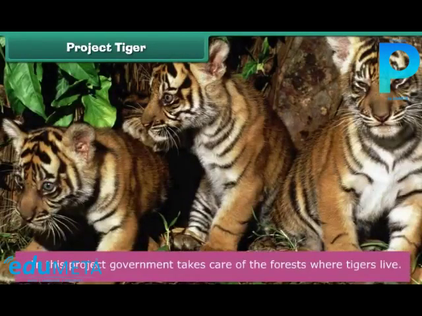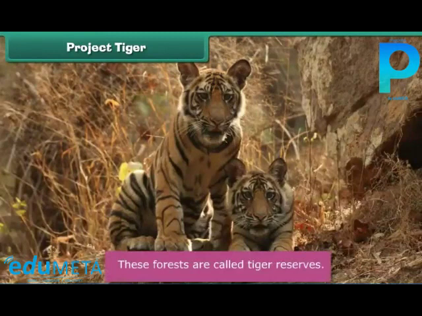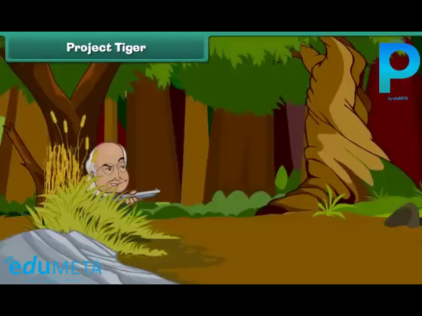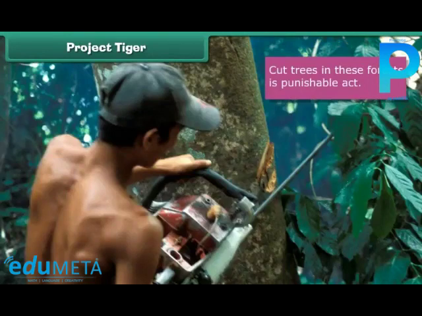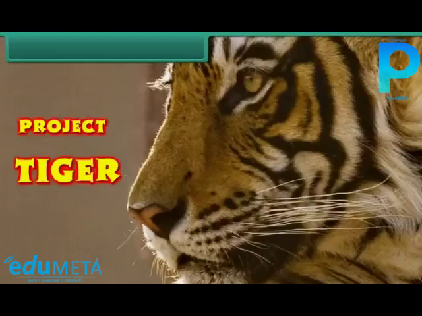In this project, government takes care of the forests where tigers live. These forests are called tiger reserves. Killing tigers and cutting trees in these forests is a punishable act.